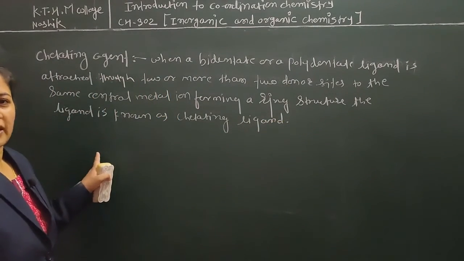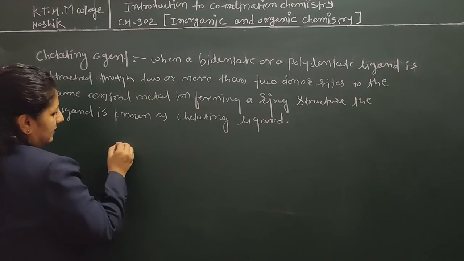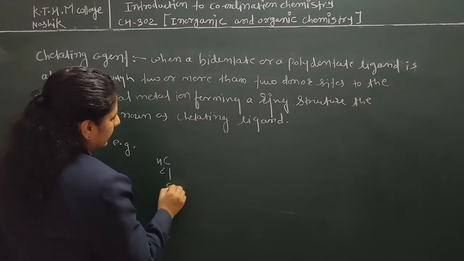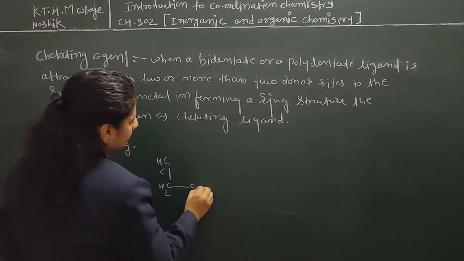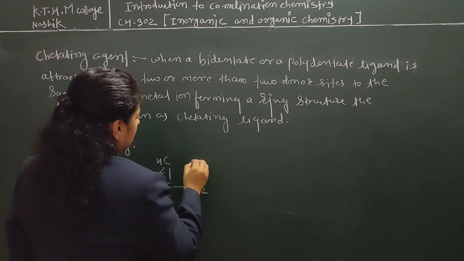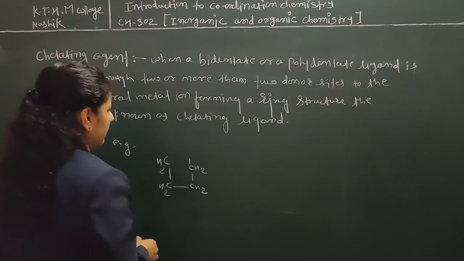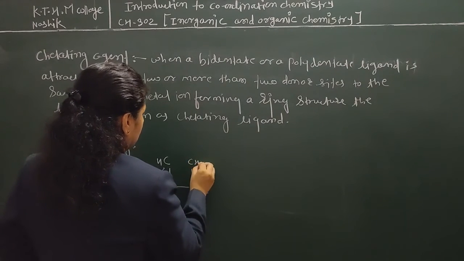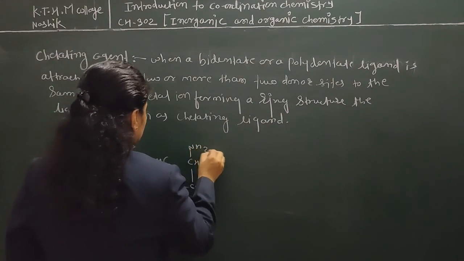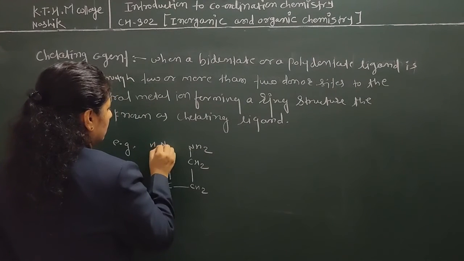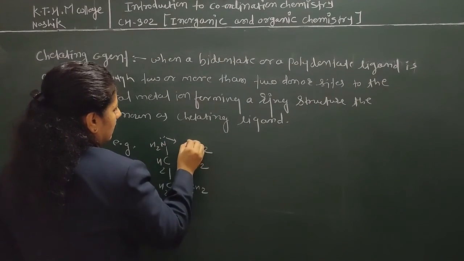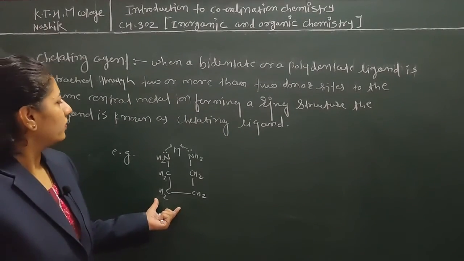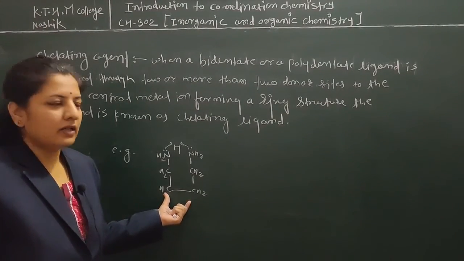And an example of this chelating ligand is ethylene diamine. Ethylene diamine is a chelating ligand. It can bind through the two donor sites to the central ion. This is an example of a chelating agent, ethylene diamine.